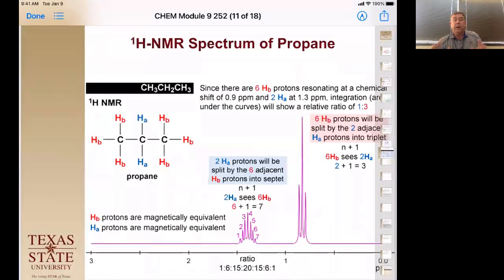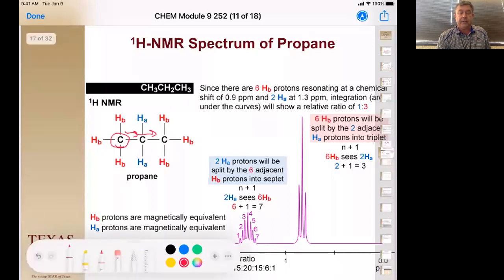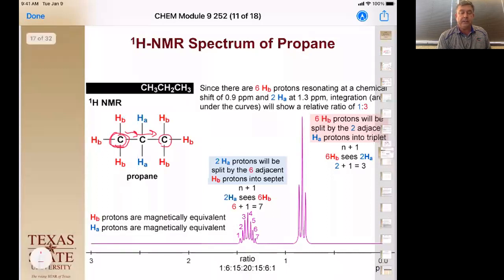Okay. So let's predict the number of peaks that we'll have for each of these types of hydrogens in propane. If we look at this CH3, it's attached to a CH2, which is attached to a CH3. I'm going to convince myself that this CH3 is identical to that CH3 because of the same connectivity. Do we agree with that? Okay. So those are the same.